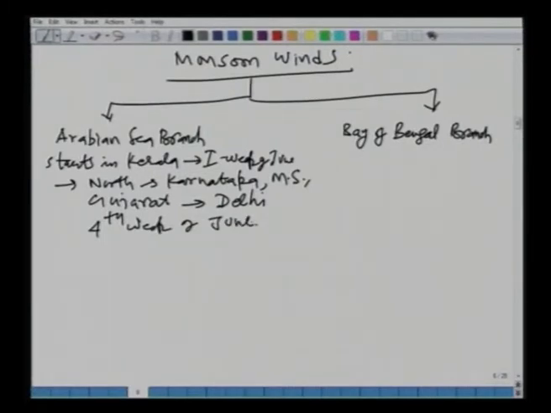Okay. So, this is the slight pattern if you want to look at of the Arabian Sea branch. It goes through these parts of our country and reaches the central portion or Delhi around the 4th week of June. What happens to the other branch?